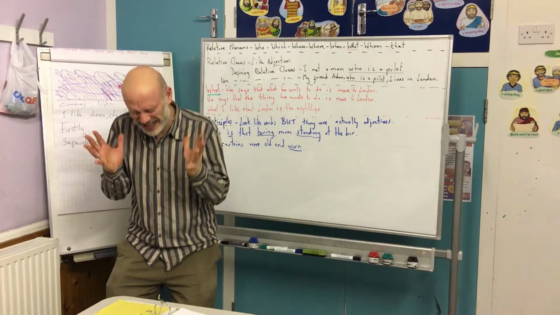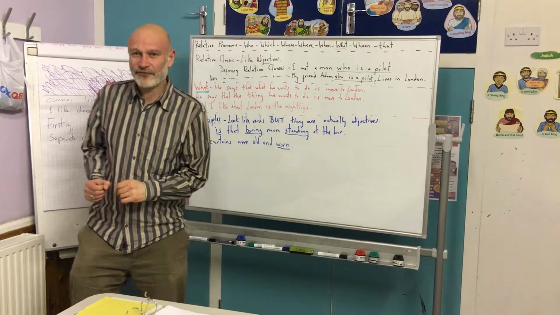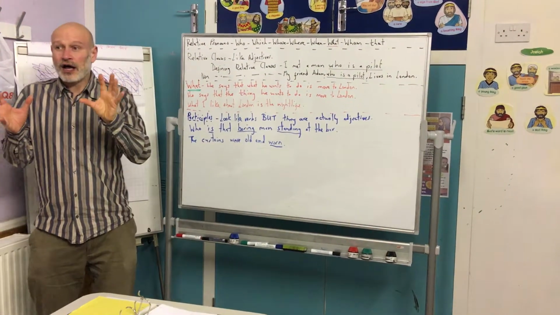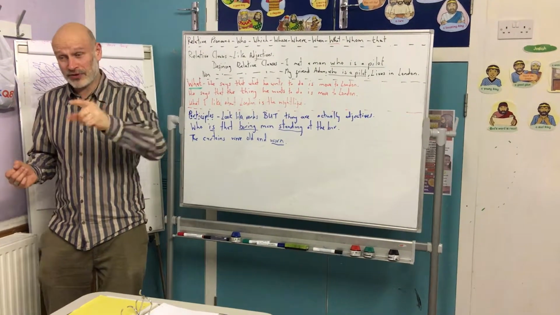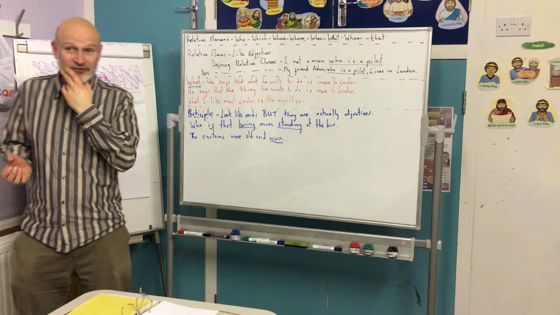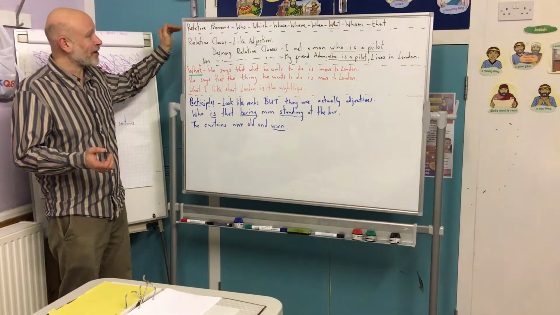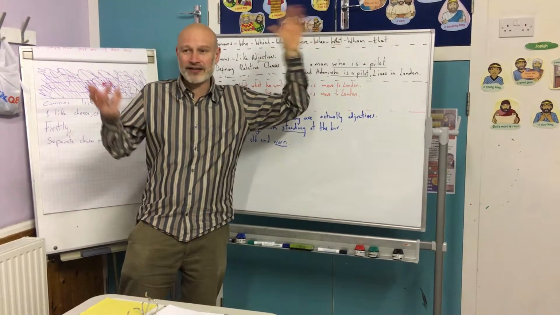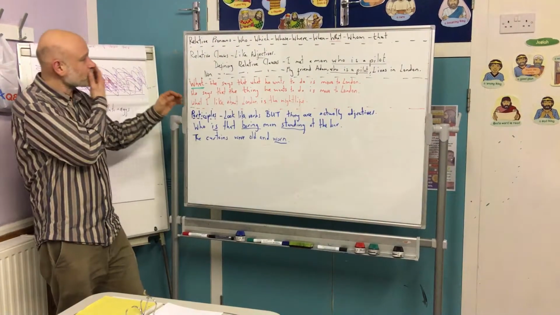Okay, yes, so it isn't simple and straightforward, but the ideas that I've put here are the most simple and straightforward in relation to relative pronouns and relative clauses. Now, we started off by talking about relative pronouns. Here they are: who, which, whose, where, when, what, whom, that, words like that.